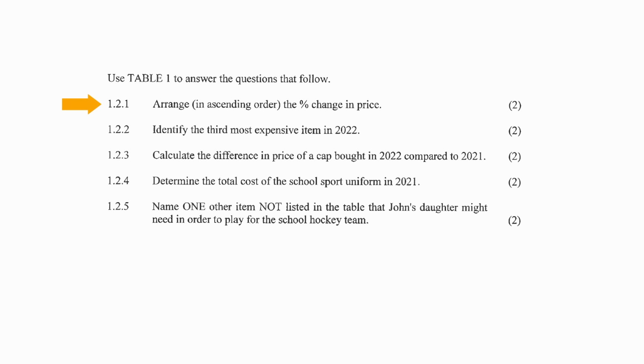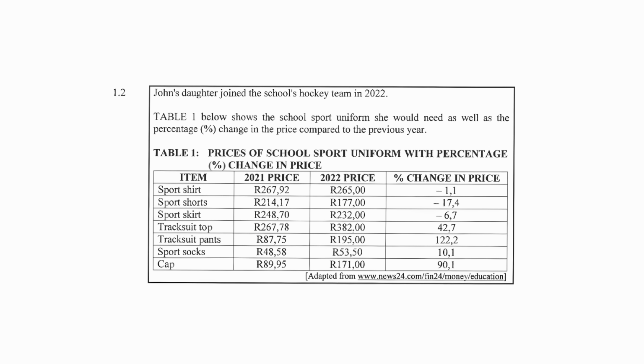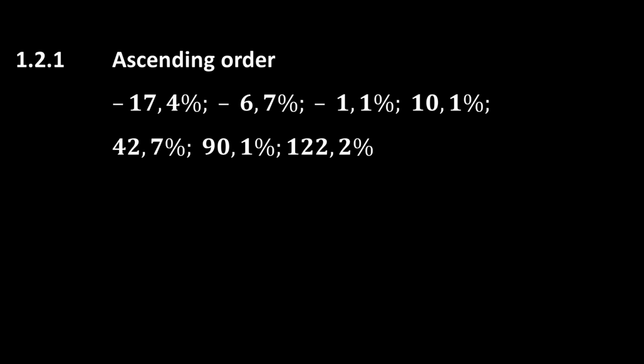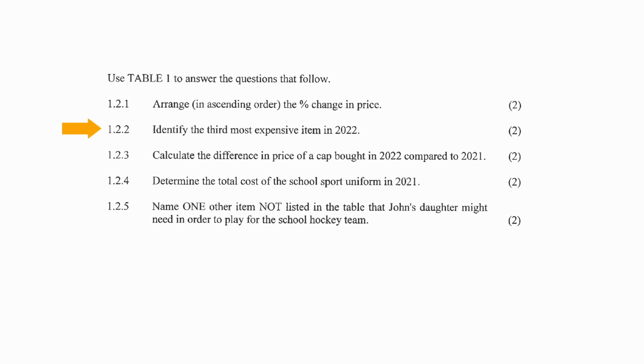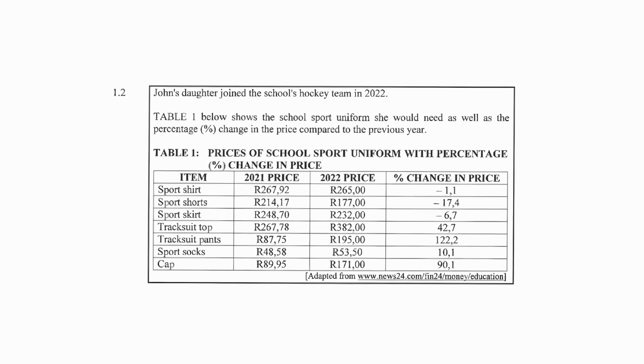In question 1.2.1, you have to arrange in ascending order the percentage change in the price. Ascending order means that we have to arrange the change in price from the lowest value to the highest value. The lowest value in this column is negative 17.4 and the highest value is 122.2. So the arrangement of the price in ascending order will look like this. In question 1.2.2, you have to identify the third most expensive item in 2022. From the list of prices in 2022, the item that is the third most expensive was the sports skirt.